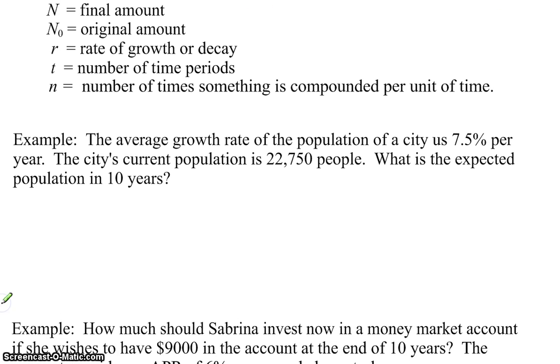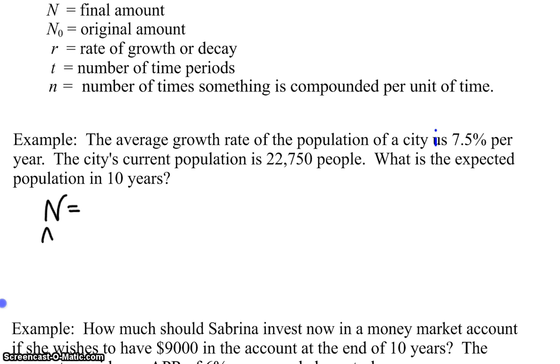The average rate of growth of a population in a city is 7.5% per year. The city's current population is 22,750 people. What is the expected population in 10 years? So we have to determine in the formula which numbers we know. We do not know the final amount. That's the question. What is expected in 10 years?